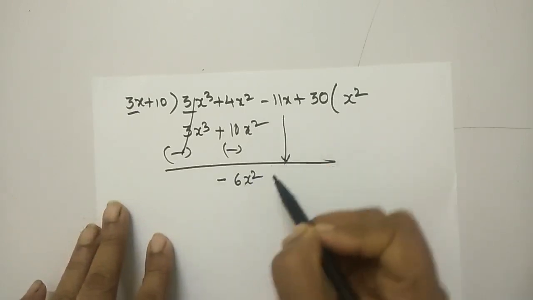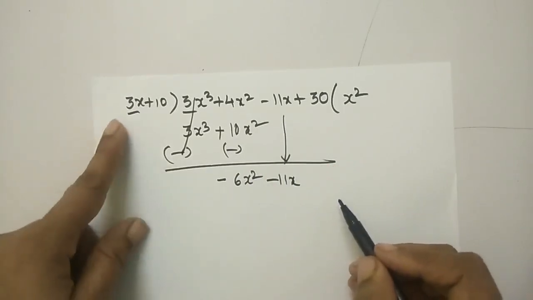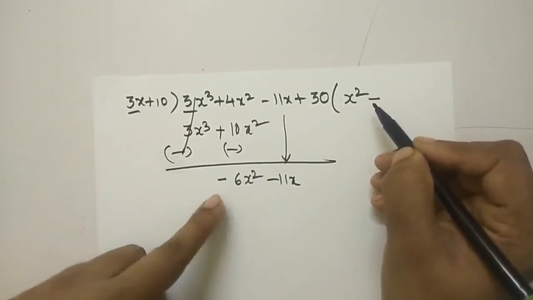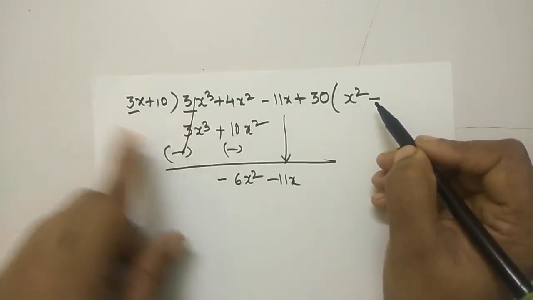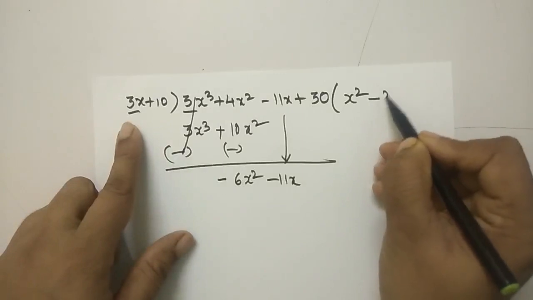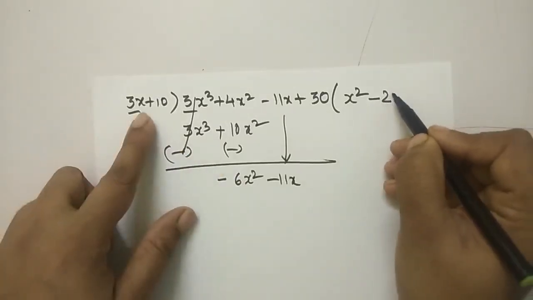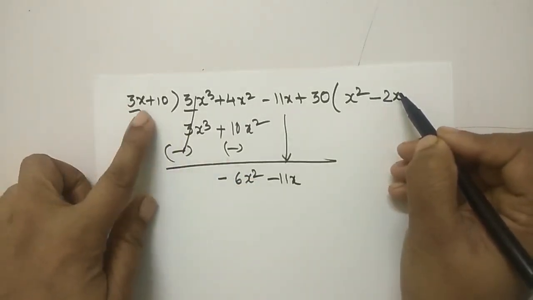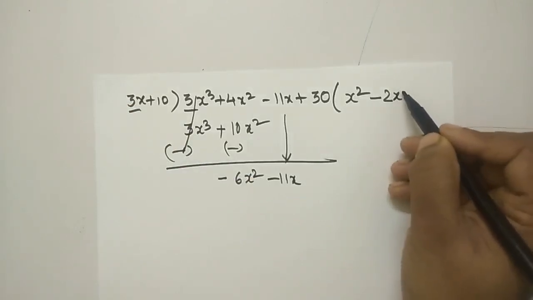Now bring this term down, minus 11x. Okay. Now here it is minus sign, here it is plus sign. So keep it here minus, because plus into minus you will get minus. Here 3, here 6. So 3 into 2 is 6. So write down here 2. Here x, the variable is also x, right? X power 2, here 1. To 1 if you add 1 you will get 2. So no need to write any power. X power 1 is clear.